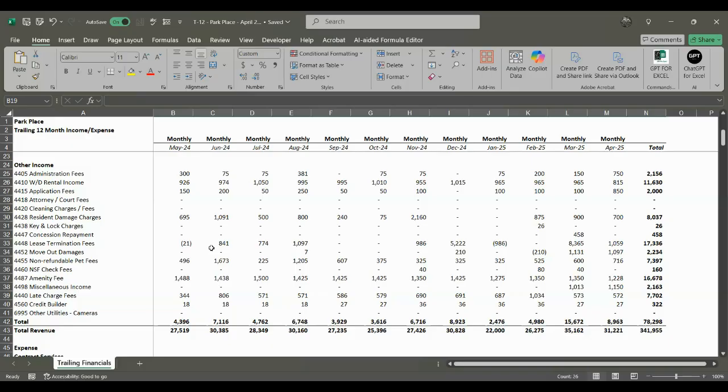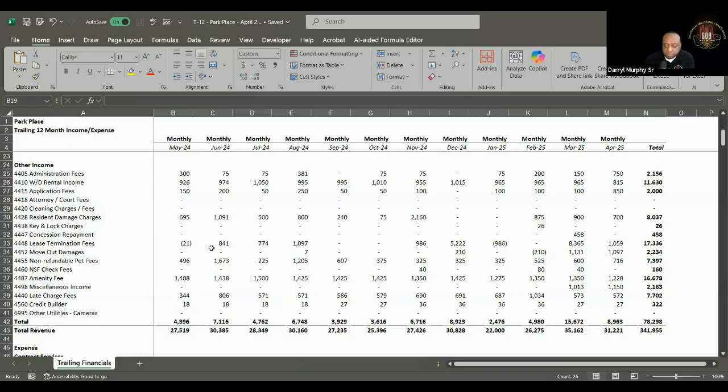Other utility cameras. What is that? I'm not sure what that is. That's a zero, so I wouldn't be concerned with that. Oh, okay.